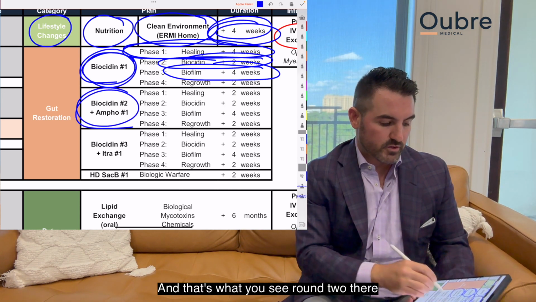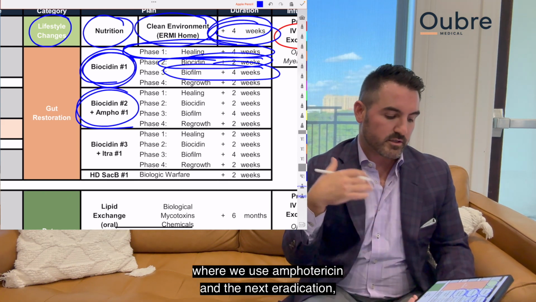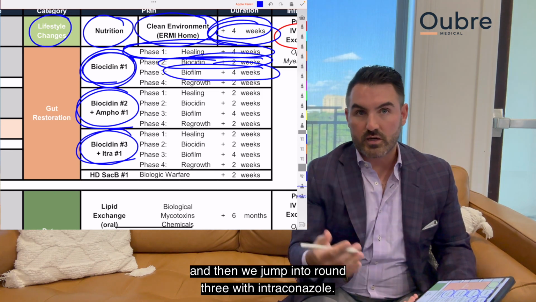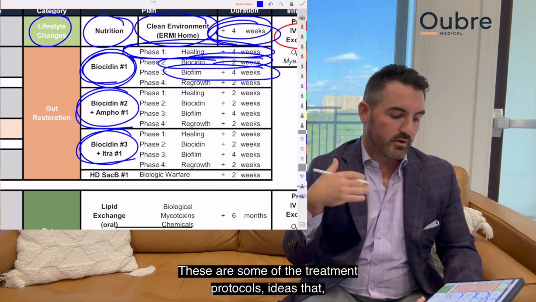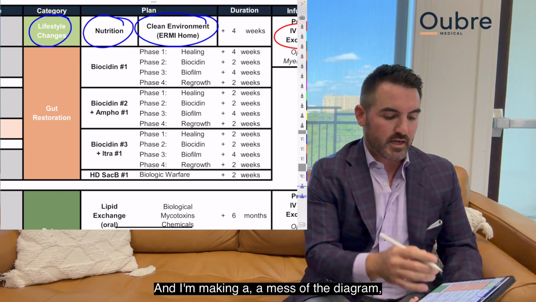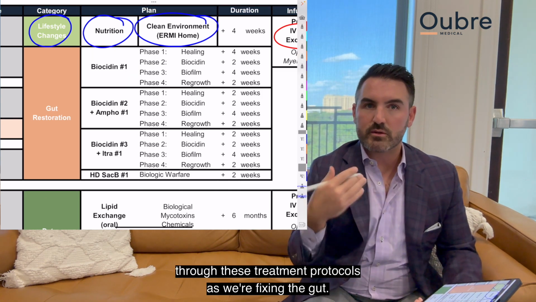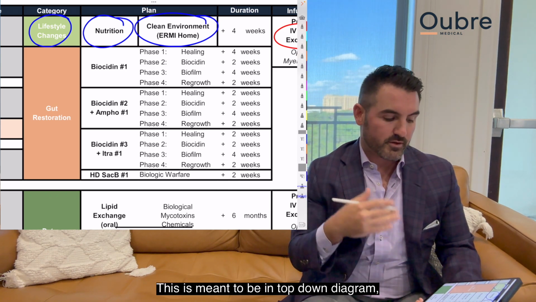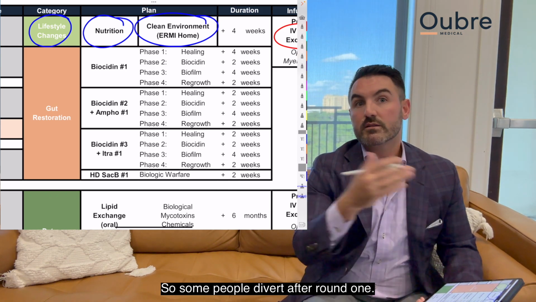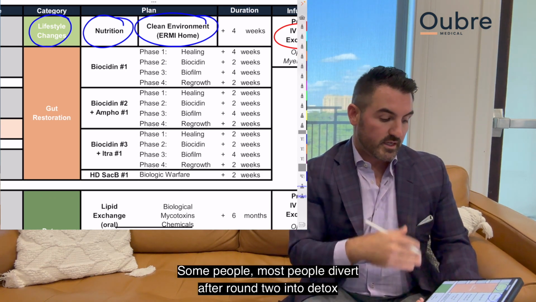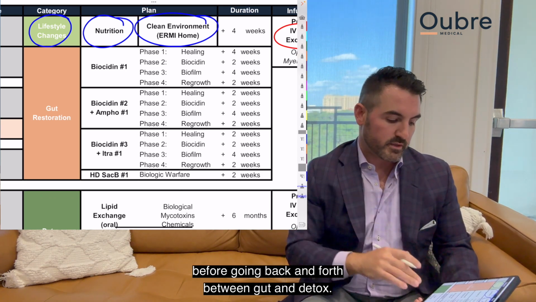And that's what you see round 2 there, where we use amphotericin in the next eradication, and then we take a break, and then we jump into round 3 with itraconazole. These are some of the treatment protocols, ideas that we use in our practice, and I'm making a mess of the diagram, but that's the idea, is to go through these treatment protocols as we're fixing the gut. This is meant to be a top-down diagram, but it gets customized for each person. So some people divert after round 1, most people divert after round 2 into detox before going back and forth between gut and detox.